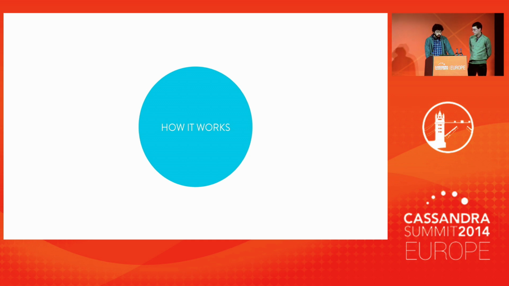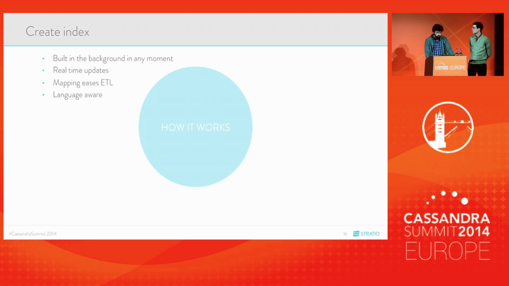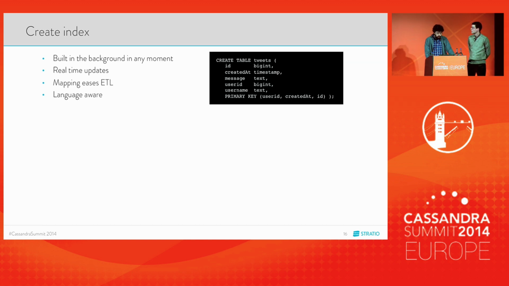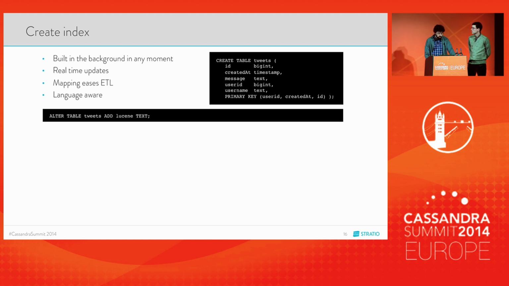So now let's take a look at how it works. For that, we're going to use an example using tweets. Let's say we have a table containing tweets. We store the tweet ID, the timestamp, the message body, the user ID, and the username. First, we alter the table schema, adding a new column called Lucene. This column is going to be used to link SQL syntax with Lucene's.